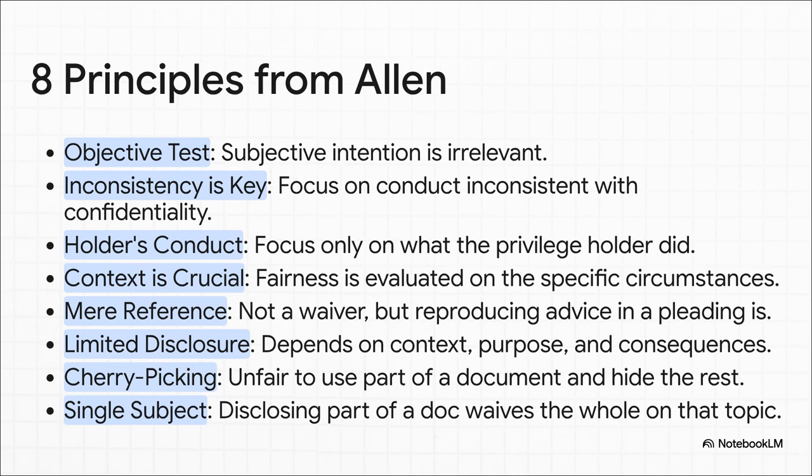Number 1, it's an objective test. What they intended doesn't matter. Number 2, it's all about that inconsistency. Number 3, we're looking at the conduct of the person who holds the privilege. Number 4, context is king. Now the others deal with common situations, but look at number 7, cherry picking. This is the big one. You can't just reveal a favorable sentence from your legal advice on a topic and then hide the rest of the advice on that exact same topic. That's the core of the fairness doctrine in action, and it's a huge trap.